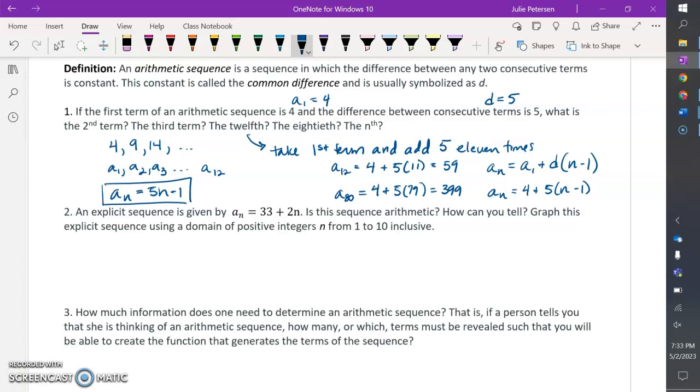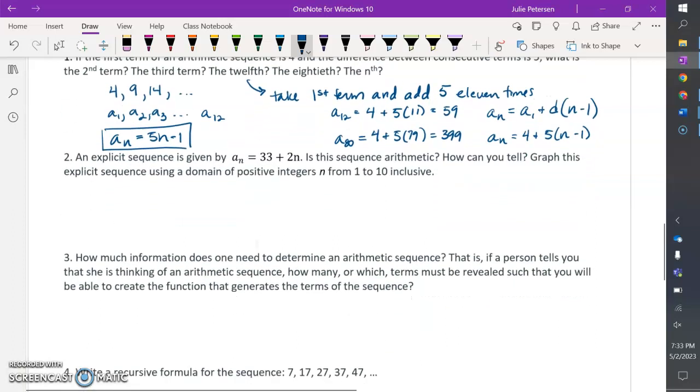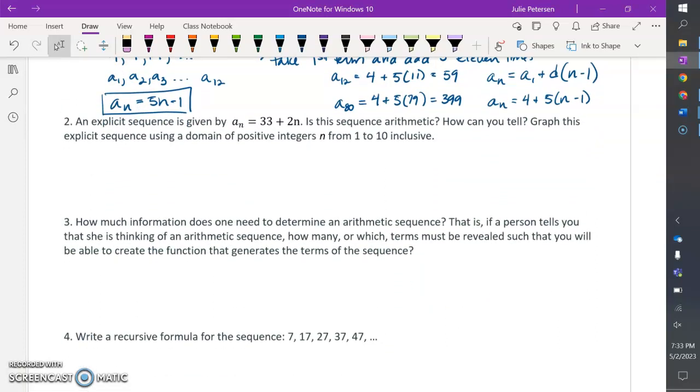Okay, so let's take a look at number 2. We have an explicit sequence, which means we can plug in 1 to find the first term or 2 to find the second term, given by this rule, a sub n equals 33 plus 2n. Is this sequence arithmetic? How can you tell? So let's graph it using a domain of the positive integers from 1 to 10 and kind of picture what's happening here.